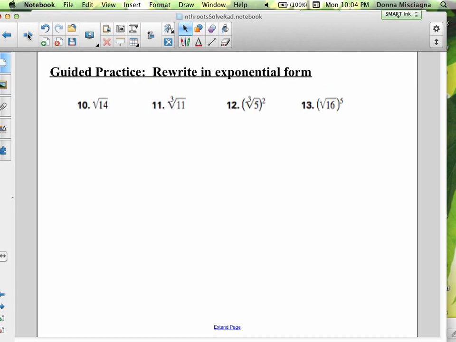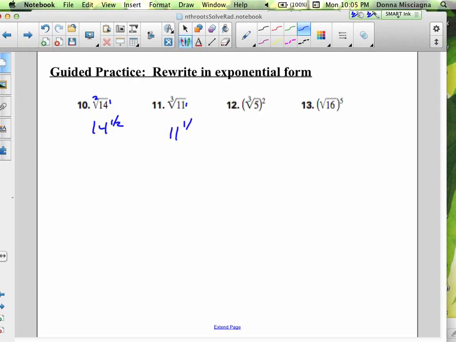So these ones we're going to do together. They're not whiteboard practice. We're going to rewrite this in exponential form. Exponent understood to be 1, index understood to be 2. This would be 14 to the 1/2 power. Over here, exponent understood to be 1. This would be 11 to the 1/3 power.